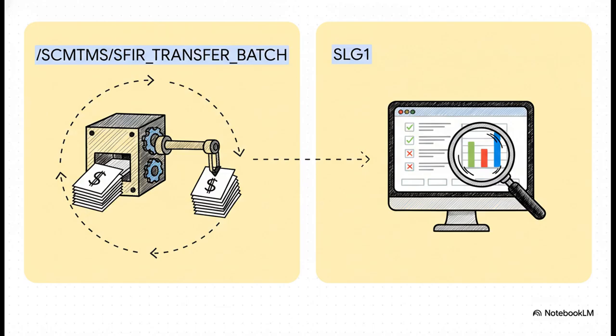This is such a perfect example of a key concept in these systems, the partnership between automation and monitoring. So on one side, you have a program that's just running quietly in the background, automatically creating financial documents. It's the engine. But how do you know if that engine is working? That's where the other side comes in. SLG1 is the application log. It's your dashboard. It's where you look to see if everything ran smoothly or if something broke. The engine and the dashboard, they go hand in hand.